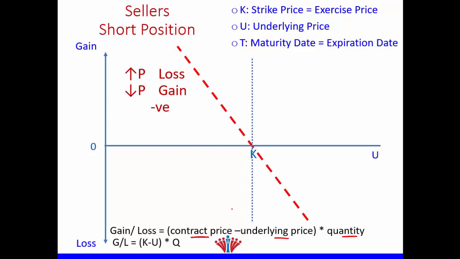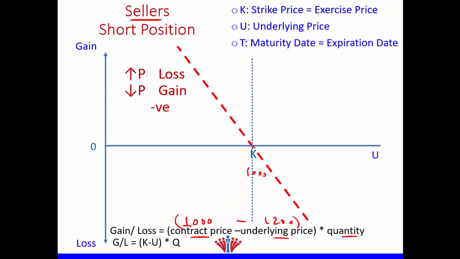So let's assume that our contract price here is $1,000 for gold. And then after 3 months, which is our expiration date or maturity date, the market price increased and it became 1,200. Therefore, for you as a seller having a short position, you'll make a gain or loss of 1,000 minus 1,200, which gives you negative 200. So this means that you will make a loss. And this 200 is per unit.